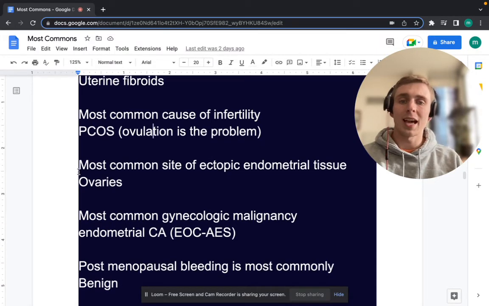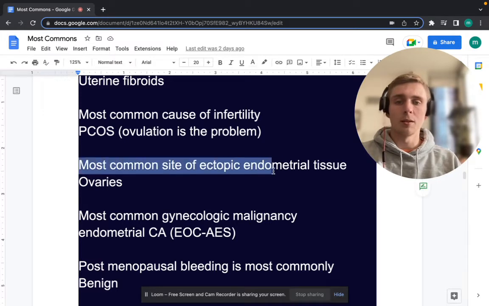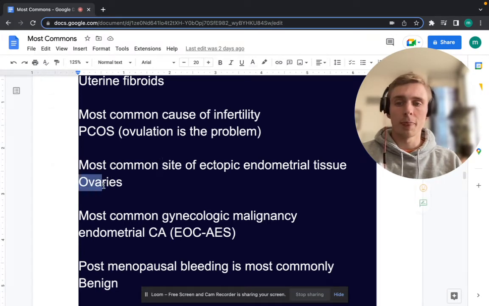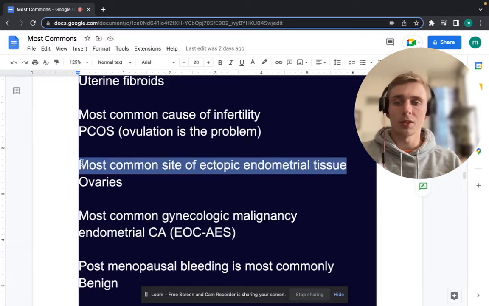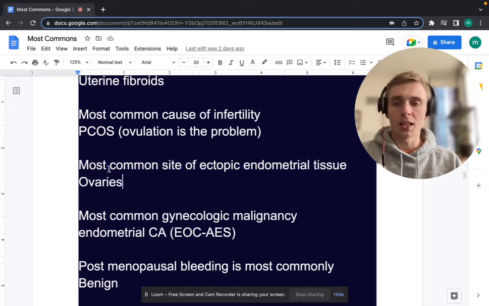What is the most common site of ectopic endometrial tissue? Ectopic endometrial tissue is most commonly on or in the ovaries. Ectopic endometrial tissue is also called endometriosis. So endometriosis is just ectopic endometrial tissue, and the most common location for that is the ovaries.